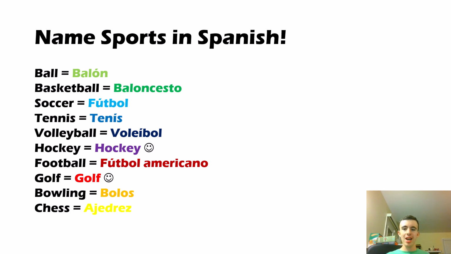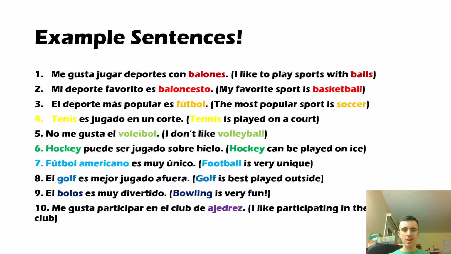Then chess is ajedrez. Think of it as meaning a headdress, because some chess pieces, like the bishop and queen, appear to be wearing headdresses. And now here's some more example sentences. Once again, I don't expect you to be able to translate everything in these sentences. They're just for you to look at to understand how the word is used in a sentence.